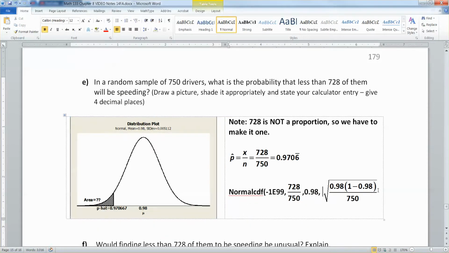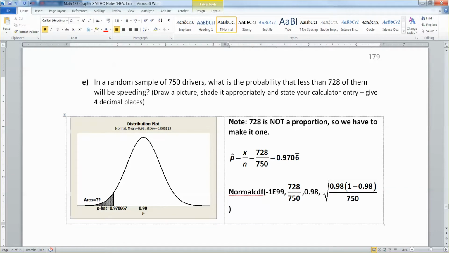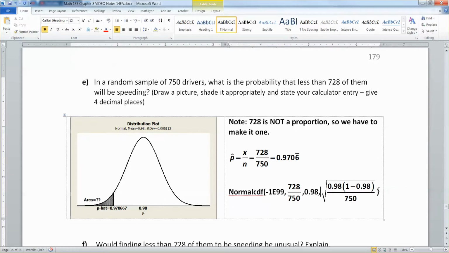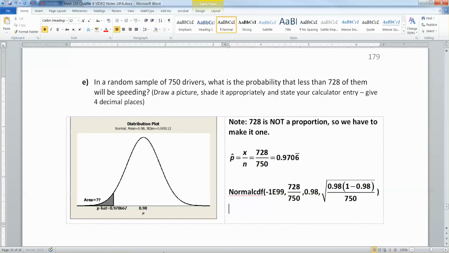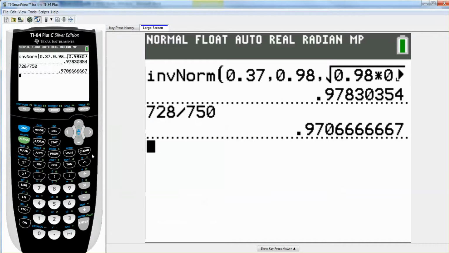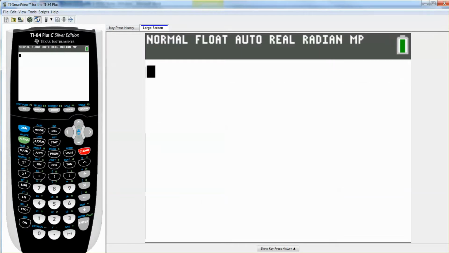There we go, I got that all to fit. All right, so I've got that now. Okay, so now that that's in there, then I can go find that with my calculator. So let me clear this out.